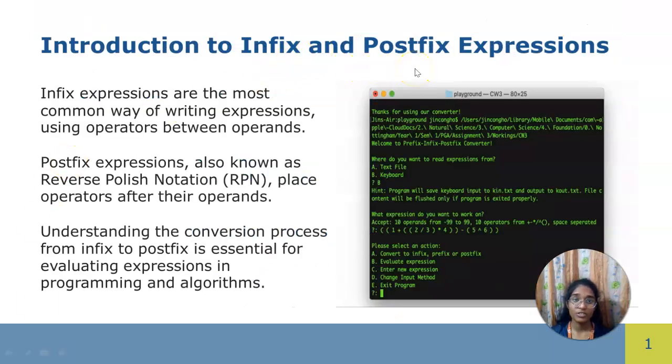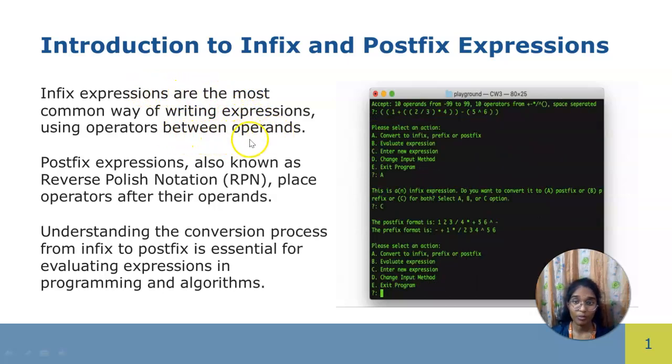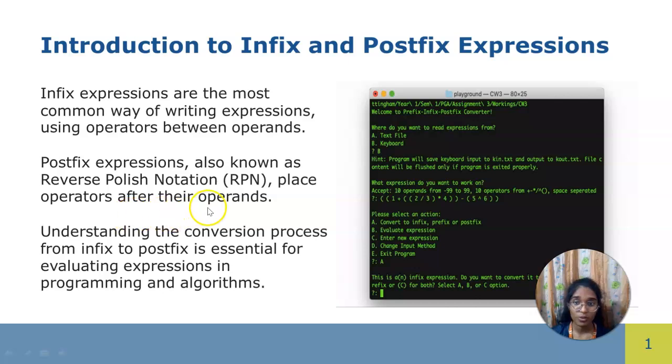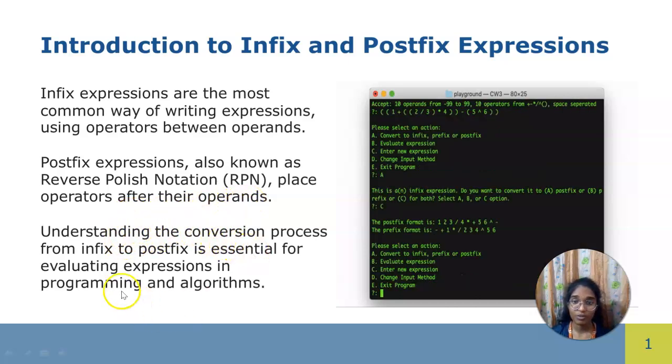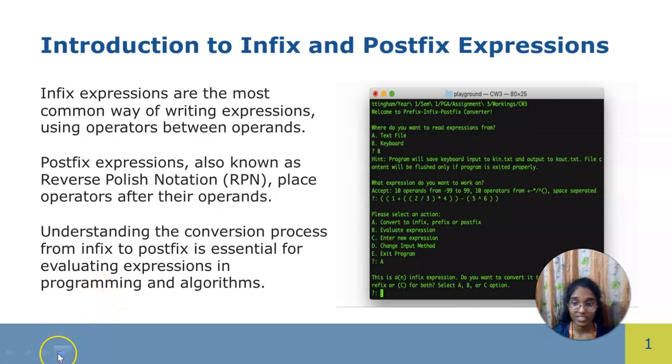Introduction to infix and postfix expressions. Infix expressions are the most common way of writing expressions, using operators between operands. Postfix expressions, also known as reverse Polish notation, place operators after their operands. Understanding the conversion process from infix to postfix is essential for evaluating expressions in programming and algorithms.